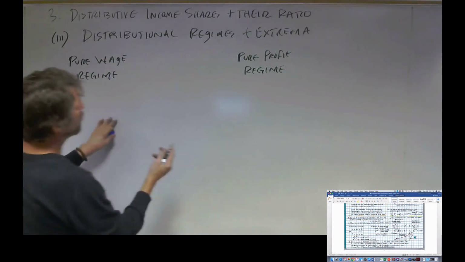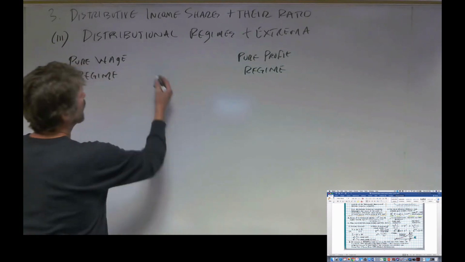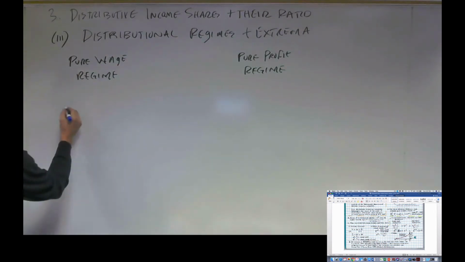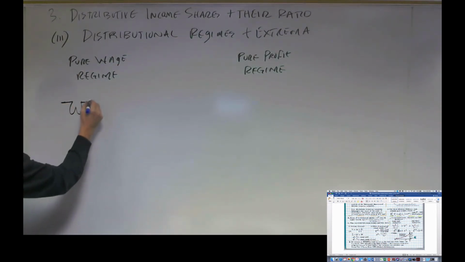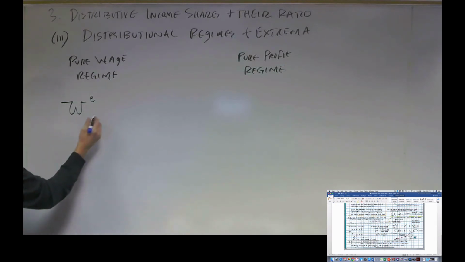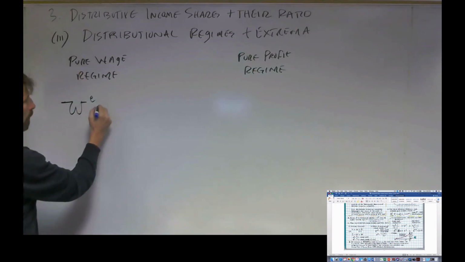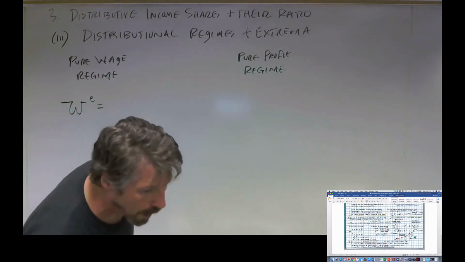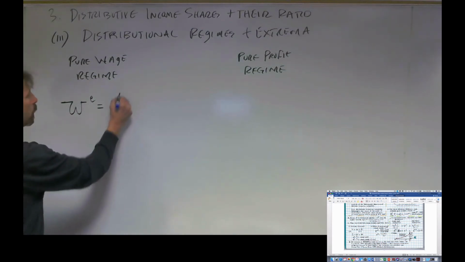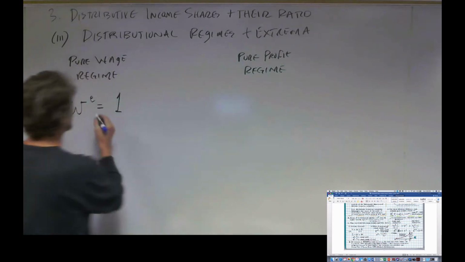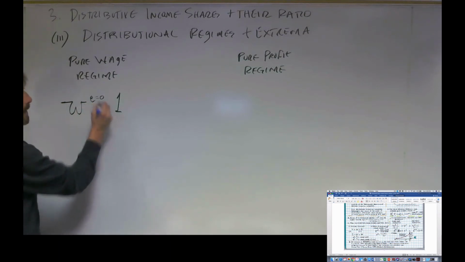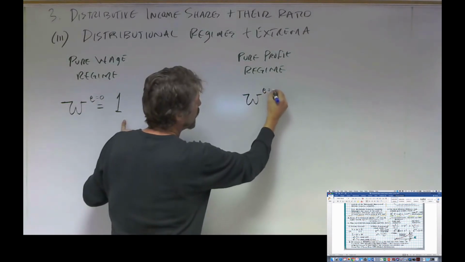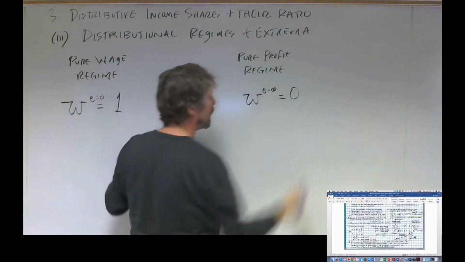So this becomes the pure wage regime, pure profit regime. This is going to be the general case. All right, pure wage regime. Here, the wage share at the particular rate of exploitation is going to be equal to 1. So you would say the wage share when the rate of exploitation is 0 is equal to 1. The wage share when the rate of exploitation is equal to infinity is equal to 0.